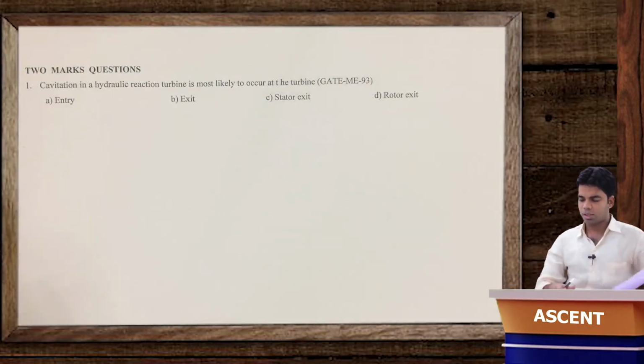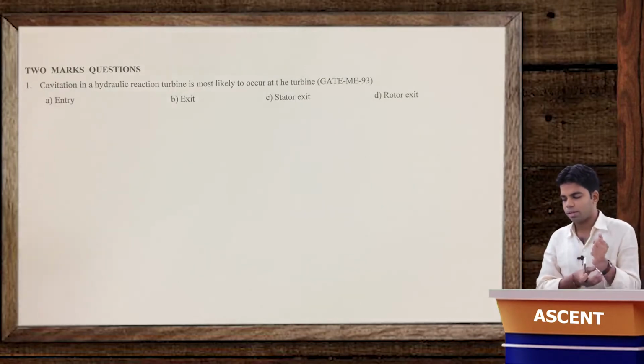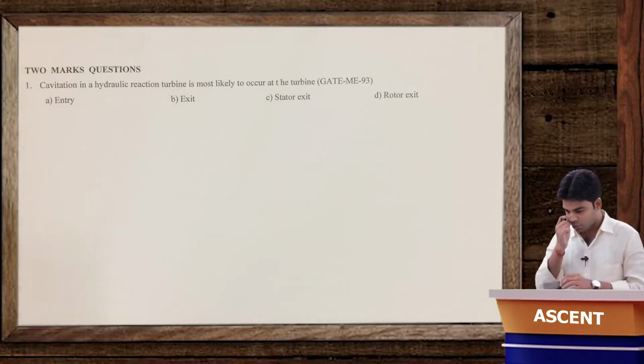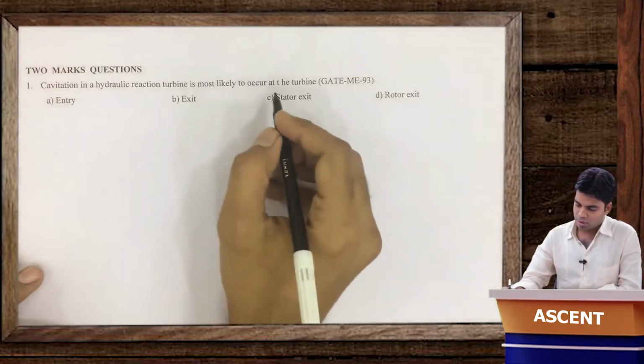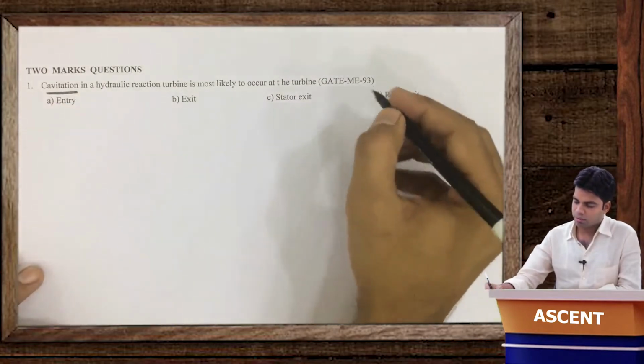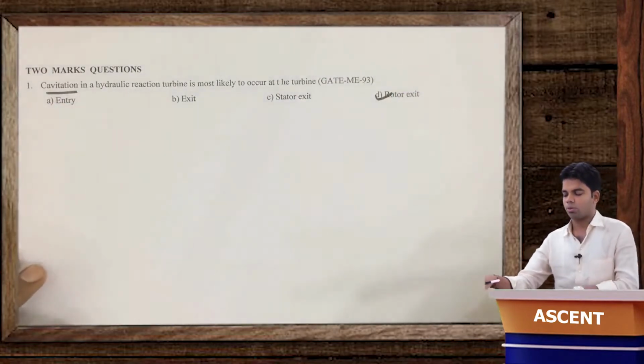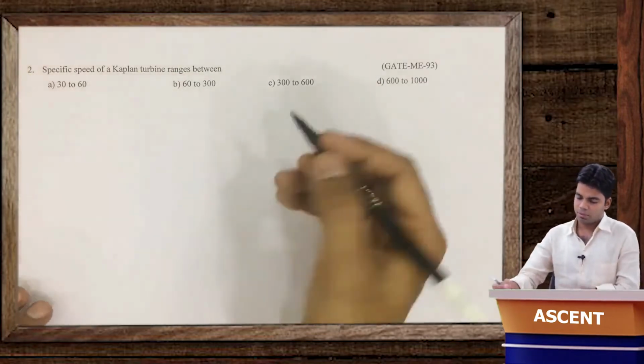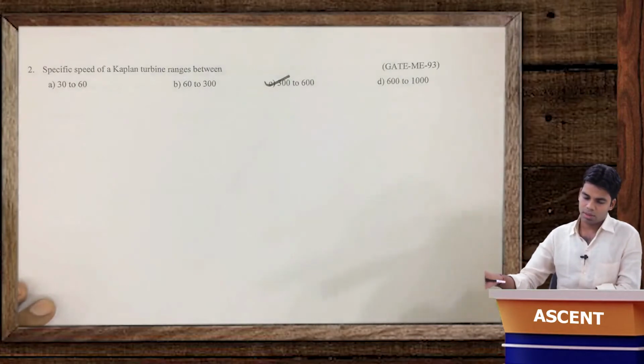Cavitation in hydraulic reaction turbine is most likely to occur at the turbine. Where does the cavitation occur in the reaction turbine? In Francis turbine, as we have seen, the pressure is minimum at the rotor exit, because when it leaves the rotor, the pressure is even below atmospheric pressure, and that's why we use draft tubes so as to bring that pressure to the level of atmospheric pressure. The cavitation can occur when the pressure is very low, so it will be at rotor exit. Getting this? Okay, next, specific speed of Kaplan turbine ranges between, this I have already told you, 300 to 600.